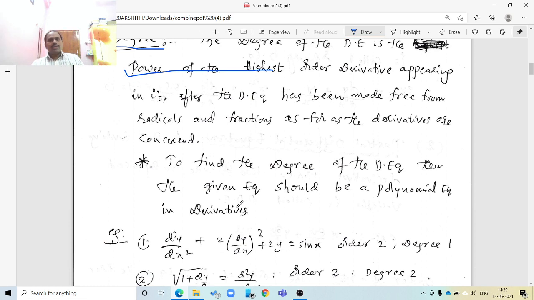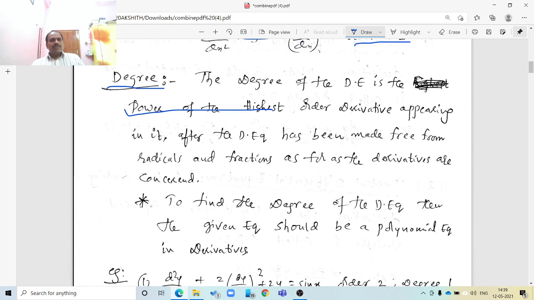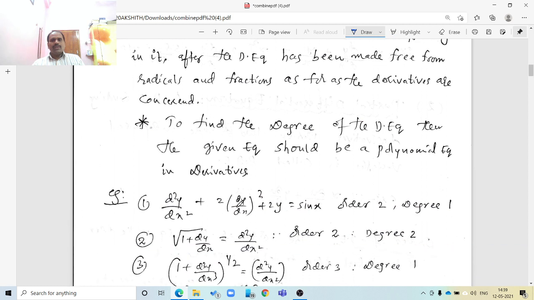Whenever you convert the given differential equation into a polynomial in derivatives, then you can write the degree of the differential equation. After it is a polynomial, you have to observe the highest order derivative. Its power is called the degree. Very simple thing. The highest order derivative's order is the order. The highest order derivative's power is the degree.